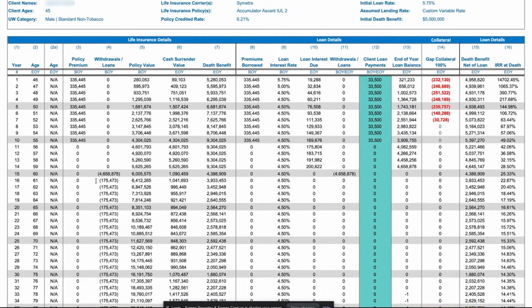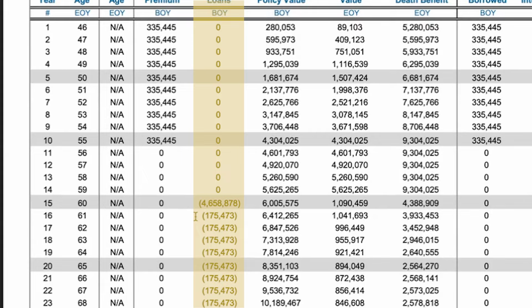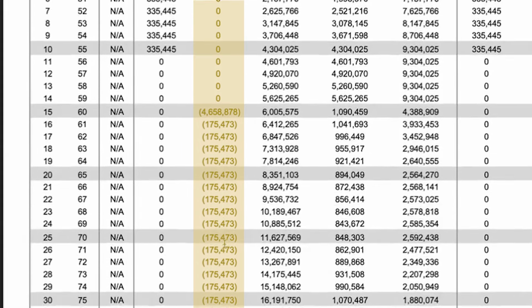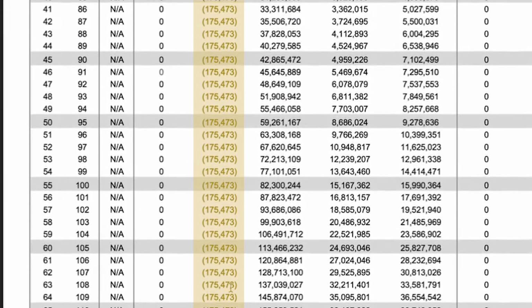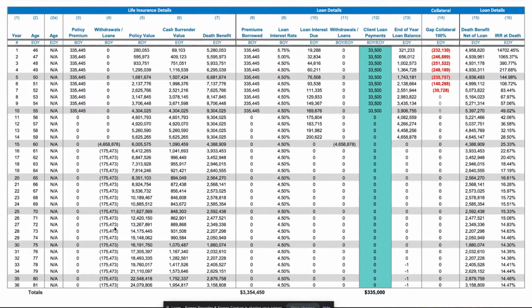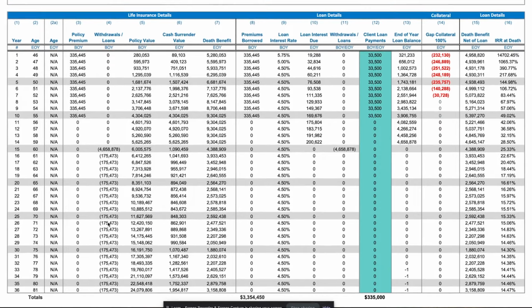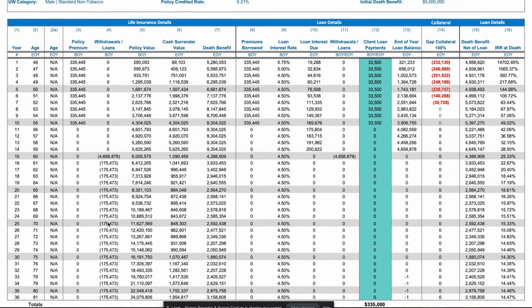From an illustrative perspective, in 15 years, you can begin to take $175,000 a year, income tax-free, out of this structure for the rest of your life. We have this going all the way through age 115. So that's 70 years from where we are today, taking $175,000 a year income tax-free out.